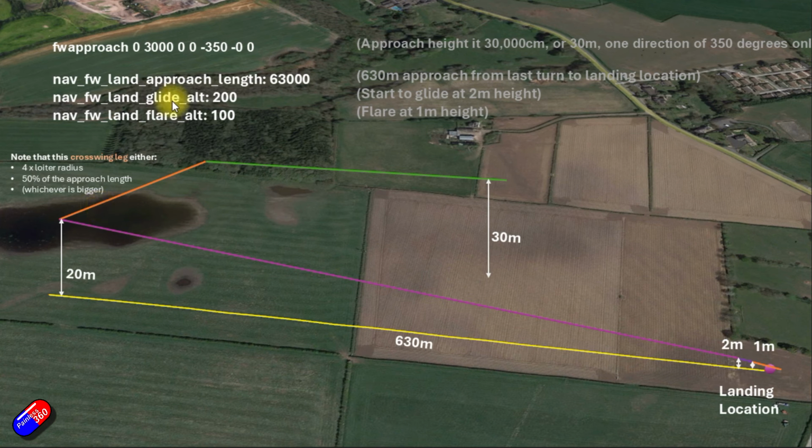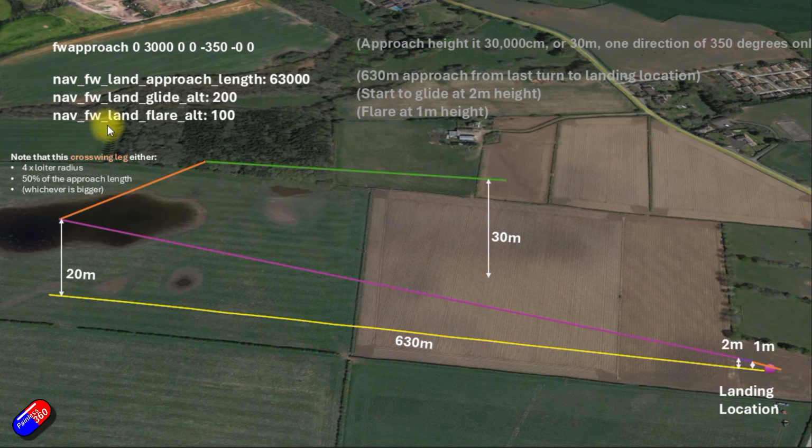The land glide altitude is set to 200, or 2 meters, which is the point at which, when it's 2 meters above the ground, or it thinks it's 2 meters above the ground, it's going to go into glide, which is going to turn off the motor and also adjust the pitch of the nose to how you've set it. By default, that's 0 in this, as I'm looking at it at the moment. I would potentially set that to be maybe 1 or 2 degrees up. Again, depends on the plane.